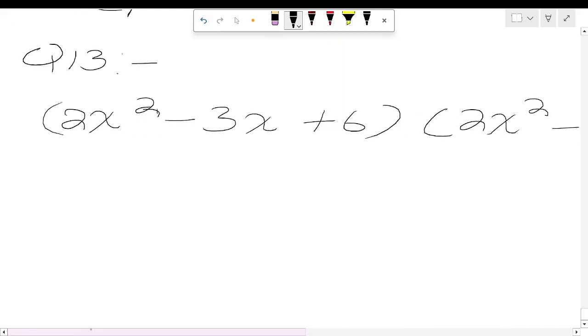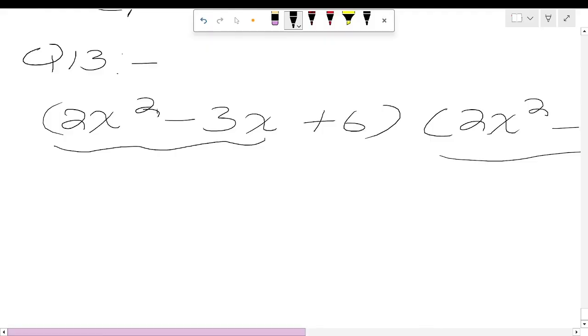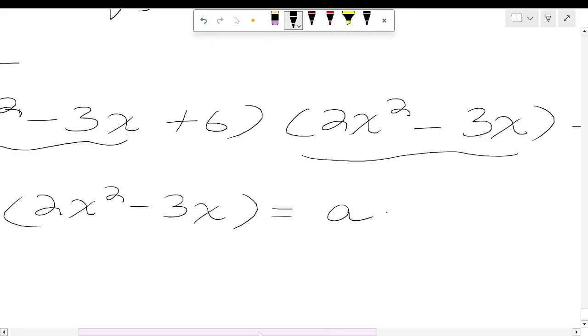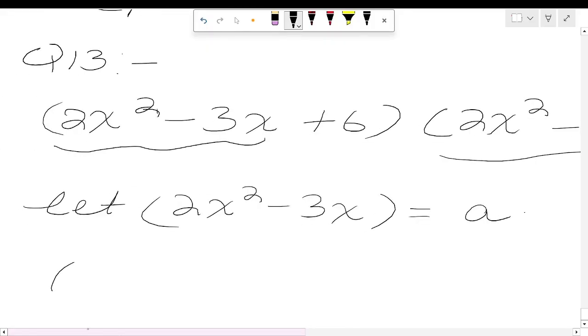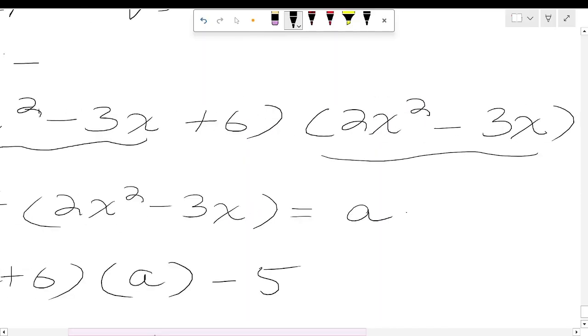Now how can we solve these types of expression? So firstly, look here, we have 2x square minus 3x, and then we have 2x square minus 3x here too. So this is the common value, right? So let's just consider it as x. We will write let 2x square minus 3x be equal to a. Let's consider it as a. Now we can easily write a plus 6 instead of this whole value, and I'll write a here again because we replace this value, and now it's being subtracted from 55.